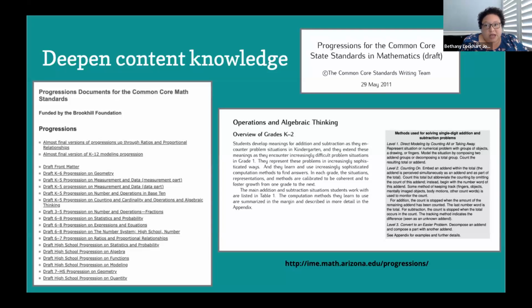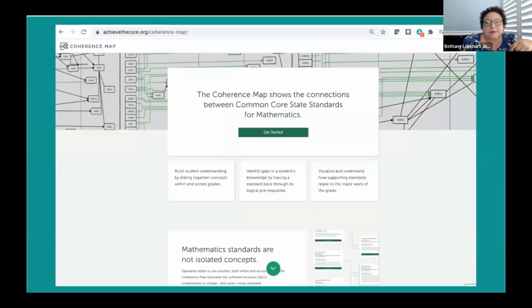So again, California is a Common Core state standard, and the progressions are a really powerful resource. So you're taking something, no matter which grade, and you're looking at, how does this idea build over the grades? And where your students are, where they're going, where they were last year, how can you look at this and really understand the evolution of this mathematical concept?